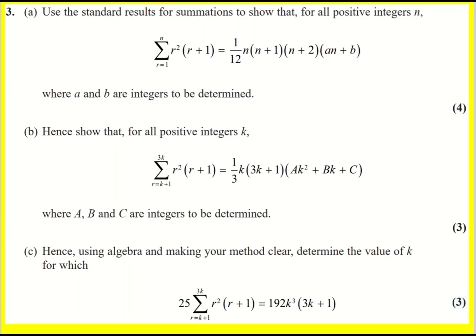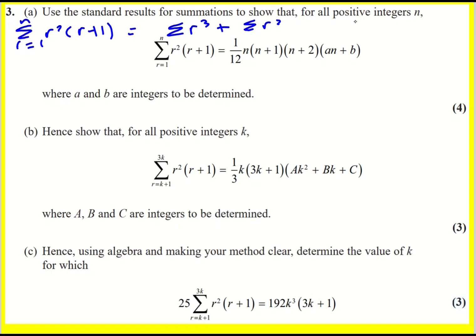These are standard results for summations to show that for all positive integers n, this summation is what's shown on the right. Let's do it. So, summation from r equals 1 to n of r squared, r plus 1. Well, first thing I'm going to do is expand the brackets, give me r cubed plus r squared, and then separate it into these two separate summations. I'm also going to just write the summation sign. I'm not going to write r equals 1 every single time.